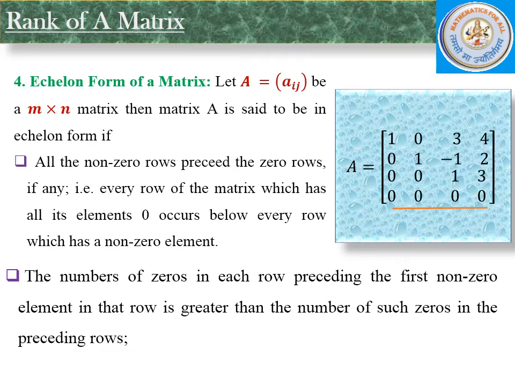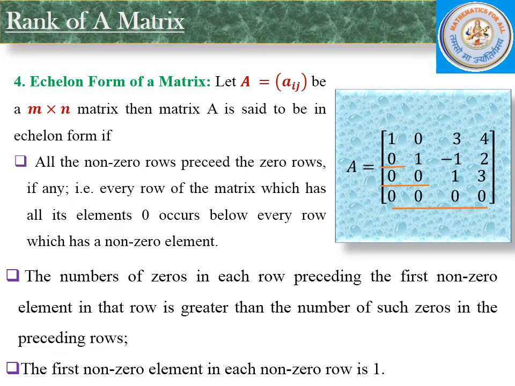Next, the number of zeros in each row preceding the first non-zero element in that row is greater than the number of such zeros in the preceding row. As we see, the fourth row has all zeros, the third row has 2 zeros, and the other rows have fewer. In this way the number of leading zeros is maximum in the lower rows.